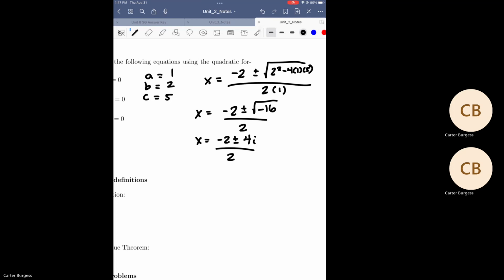In particular, this gives us 2 solutions. This tells us that x is equal to -1 plus 2i and -1 minus 2i. But like, this is perfectly fine. That's great.